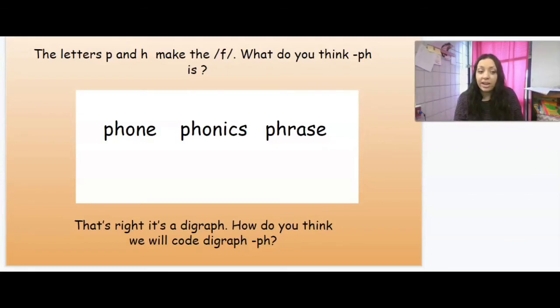So how do we code digraphs? We underline them. That's right. So let's look. We underline P and H because it makes the F sound, okay? Then look, we're going to go ahead and code the rest of the word. And this one I have O consonant E, so I have a long O, sneaky E. So I'd sound it out and say phone. Over here, I have lots of vowels. So I have that vowel, consonant, vowel pattern. So I'd have to break it apart and say phon, ics, phonics. Very good. And then I have phrase, phrase.